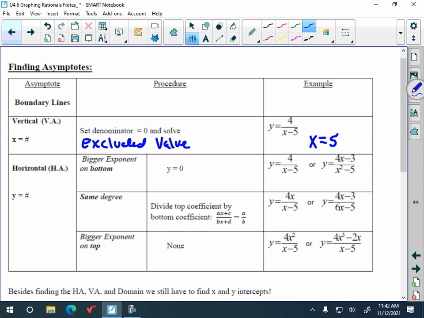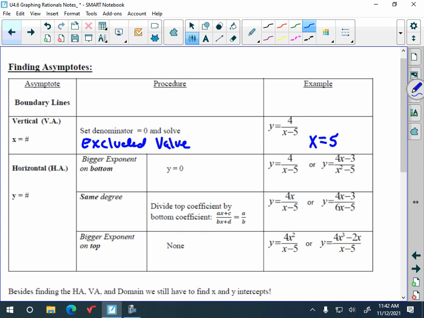All right, so case number 1, we have the bigger exponent in the denominator, on the bottom. So there's an x with an exponent, and the bigger one is on the bottom. Anytime the exponent is bigger on the bottom, the horizontal asymptote will always be y equals 0. Every single time, y equals 0. That's the only way it can be.